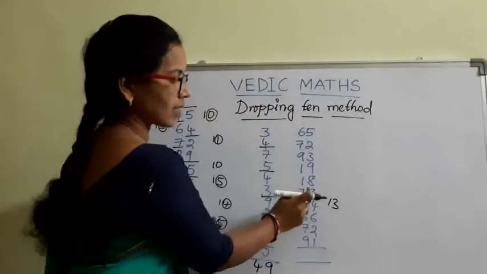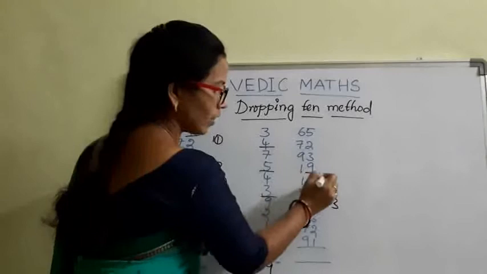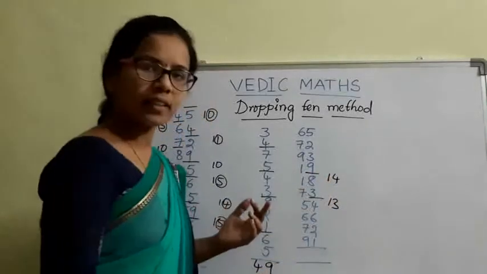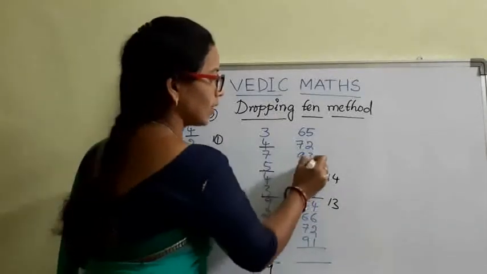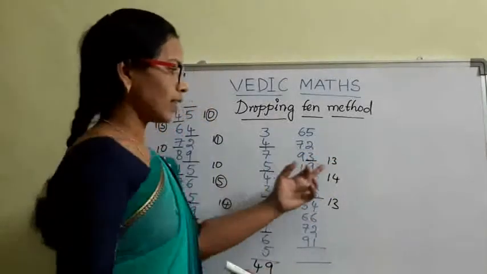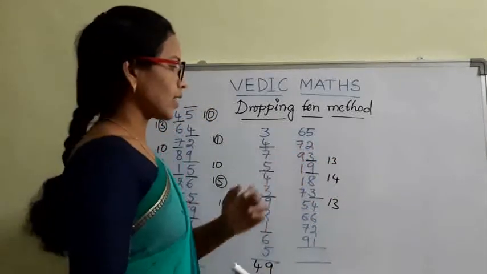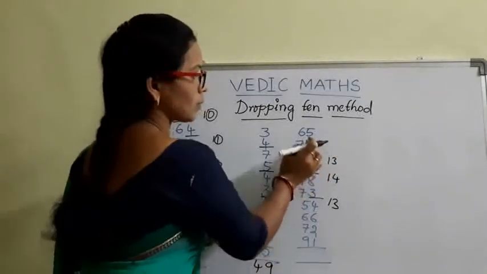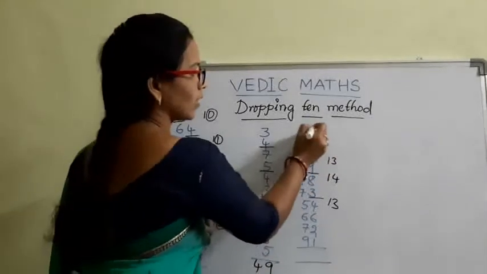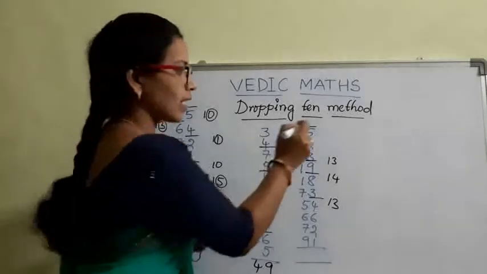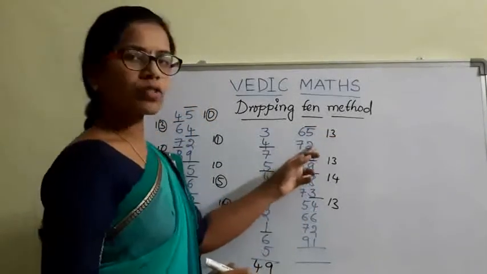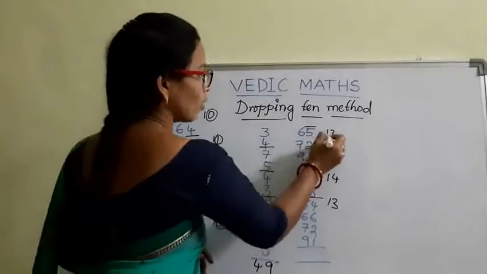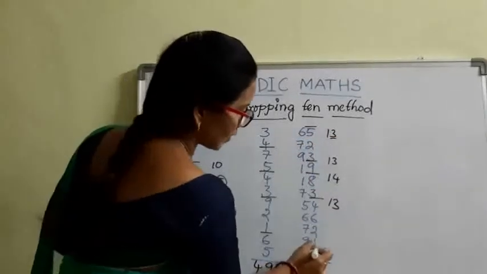3 plus 3, 6. 6 plus 8, 14. Drop 10. Carry 4 to the next number. 4 plus 9, 13. Drop 10. Carry 3 to the next number. 3 plus 3, 6. 6 plus 2, 8. 8 plus 5, 13. Even though that is the last number, we have to drop there. 3 plus 3, 6. 6 plus 2, 8. 8 plus 5, 13. Drop 10 and carry this 3 down.